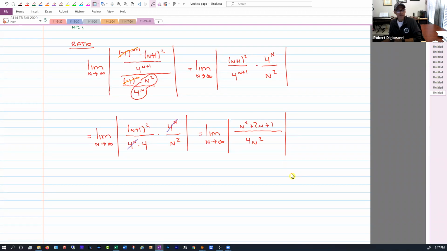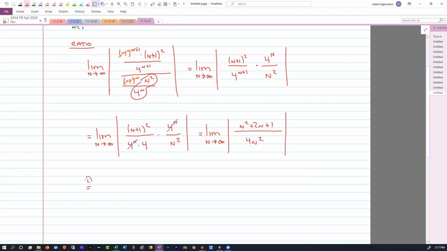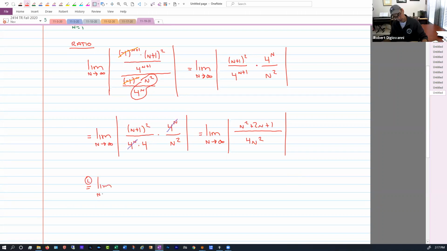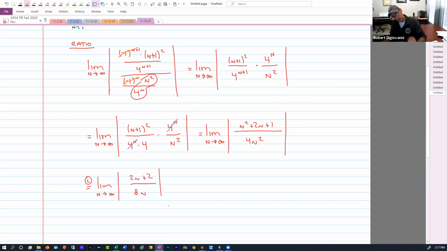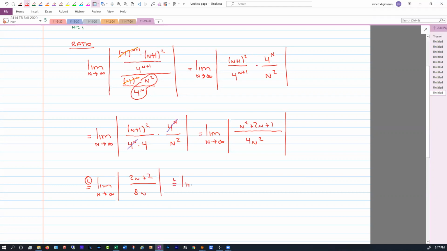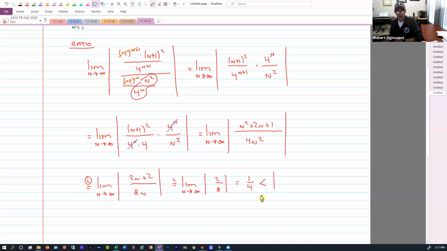Infinity over infinity. What do you think? L'Hopital's rule. Okay, what would happen if I did L'Hopital once? It'll be 2n plus 2 over 8n. Then infinity over another infinity, so another L'Hopital. So you get 2 over 8, which is 1 over 4. And this converges because it's less than 1, right? Therefore, we have convergence.